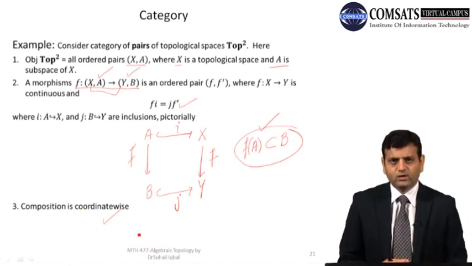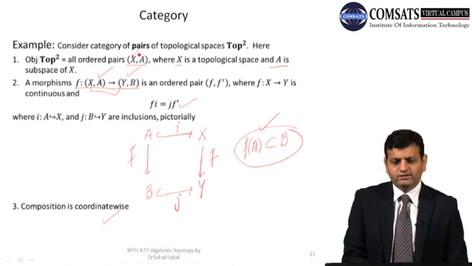So what are the objects? Objects are the pairs, where one coordinate is a topological space and the second one is a subspace of X. And how do we define morphisms between them? We define a continuous function from X to Y, with f of A contained in B, and composition is coordinate wise.